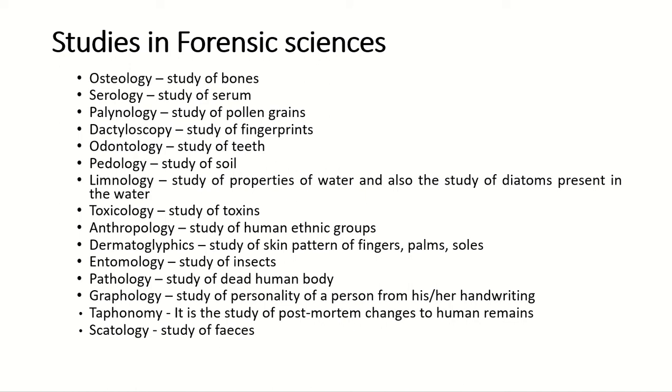Entomology is the study of insects. Pathology is the study of dead human body. Graphology is the study of personality of a person from his or her handwriting. Taphonomy includes the study of post-mortem changes to human remains, and scatology is the study of feces.